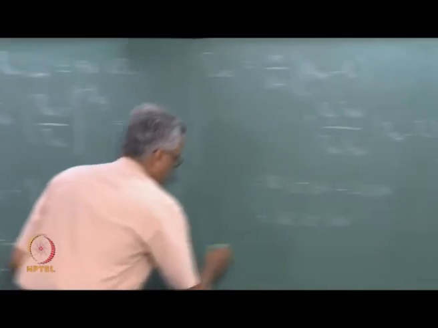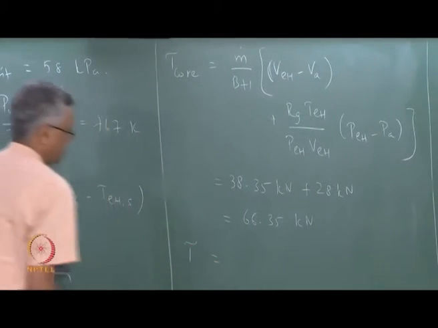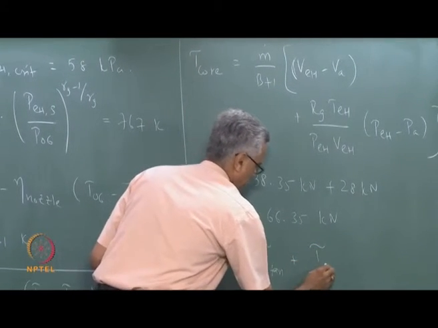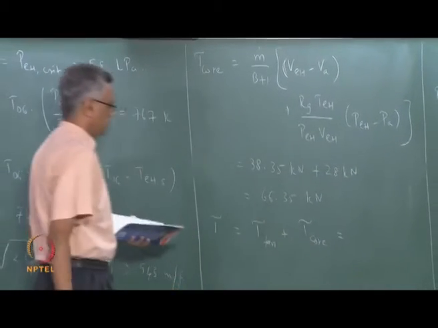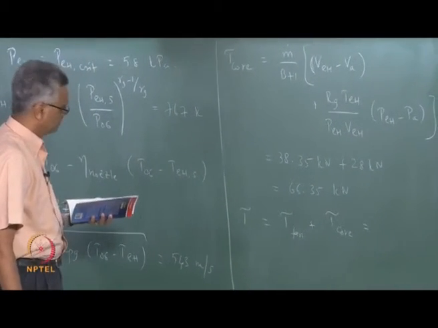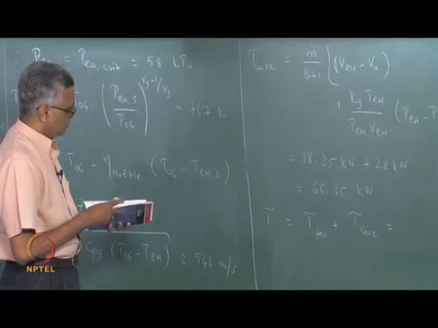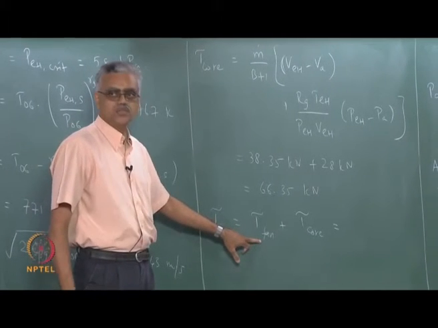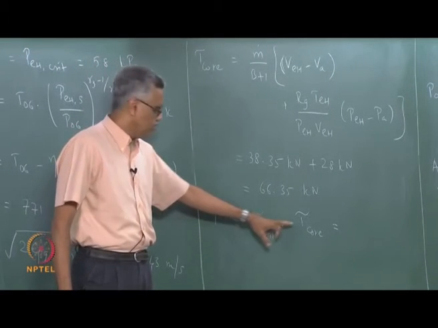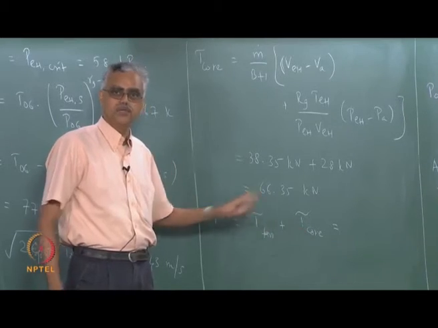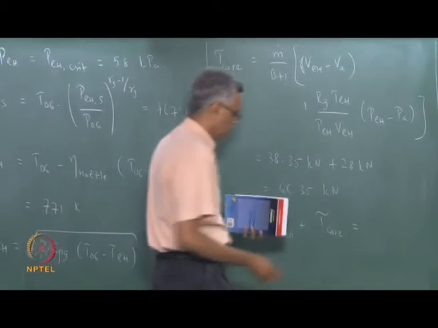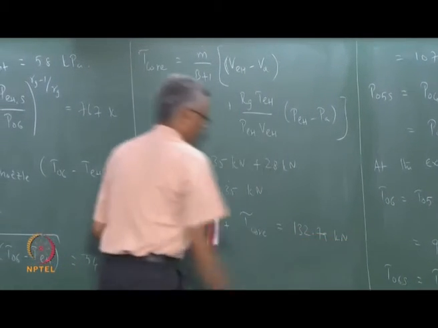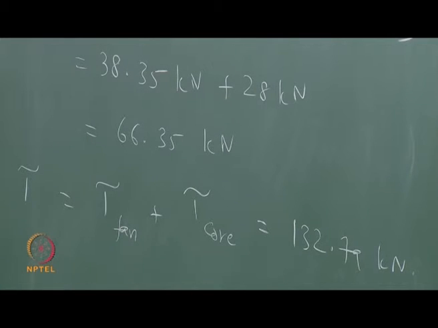So, the total thrust T is equal to fan thrust plus core engine thrust. If you check back your numbers, you will see that the fan thrust was about 66 point something. So, the core engine thrust is also 66 point something. Now, they appear to be the same, okay, but the overall thrust itself reduces to about 132.79 kilonewton, okay.